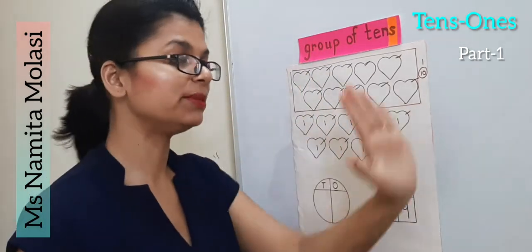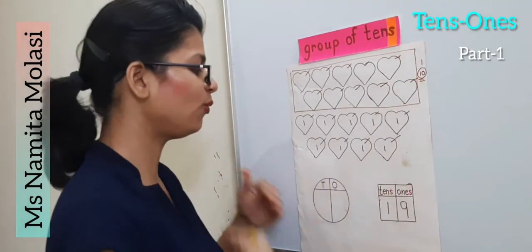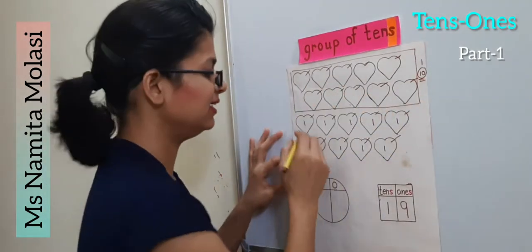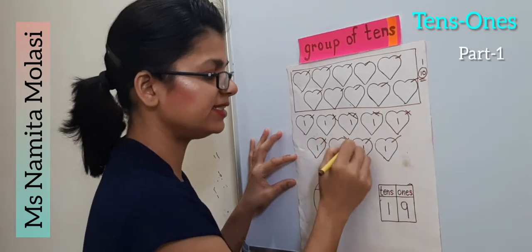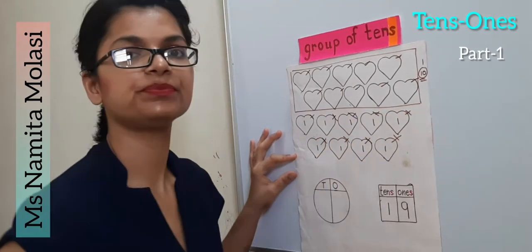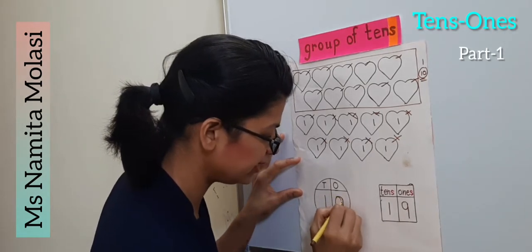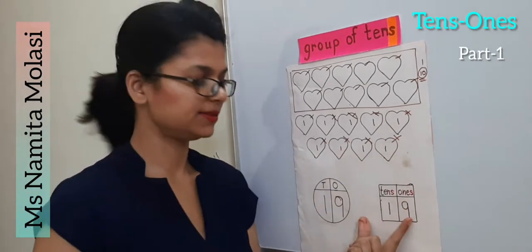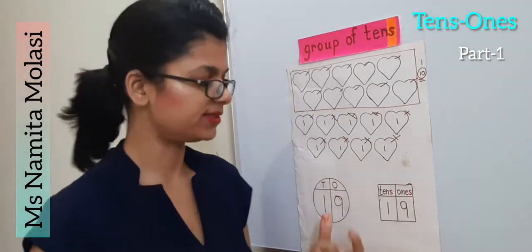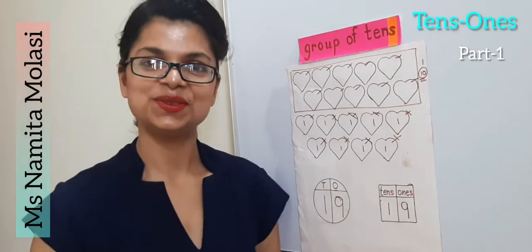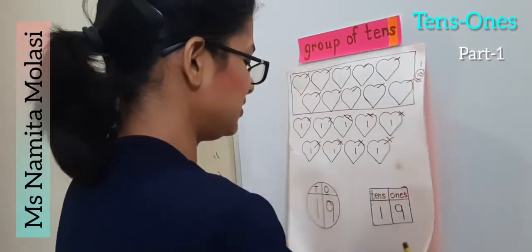Now time is to count them all together. We know these are 10, count forward, 10, and then 11, 12, 13, 14, 15, 16, 17, 18, 19. We have in total 19 hearts. And you see, T stands for 10s and O stands for 1s. Numbers are same. That's really good. Okay, moving to more examples.